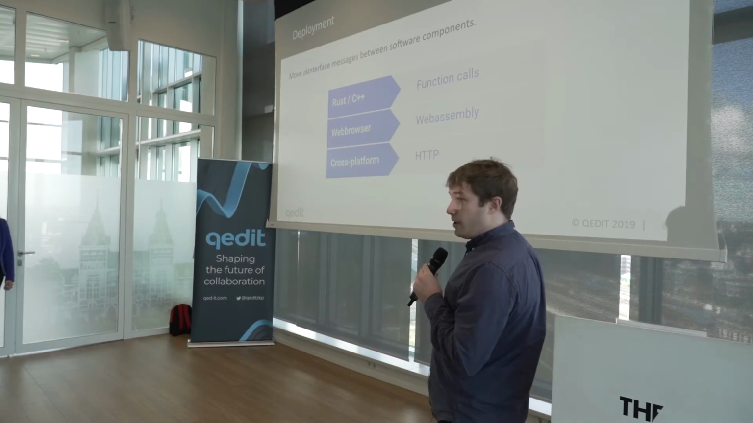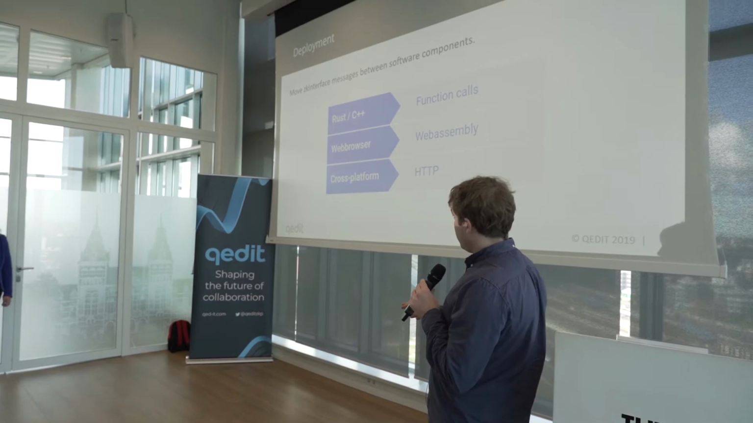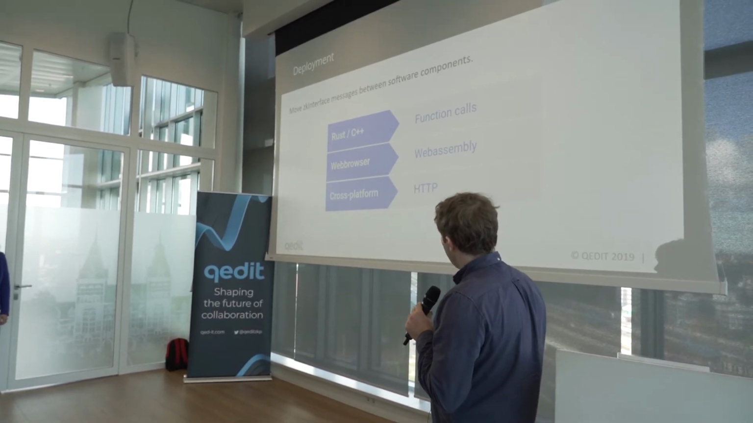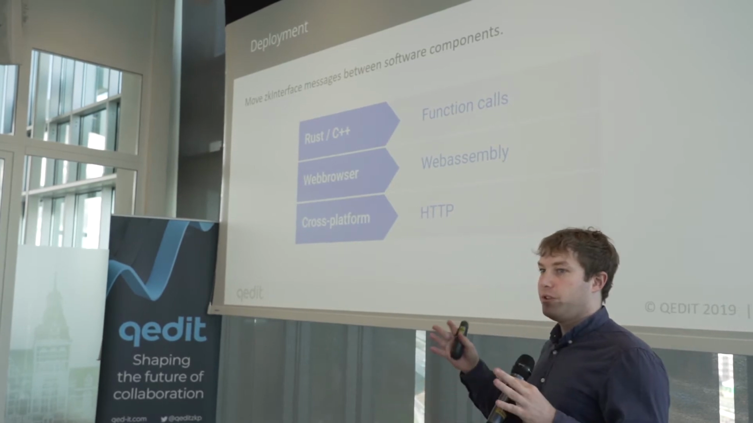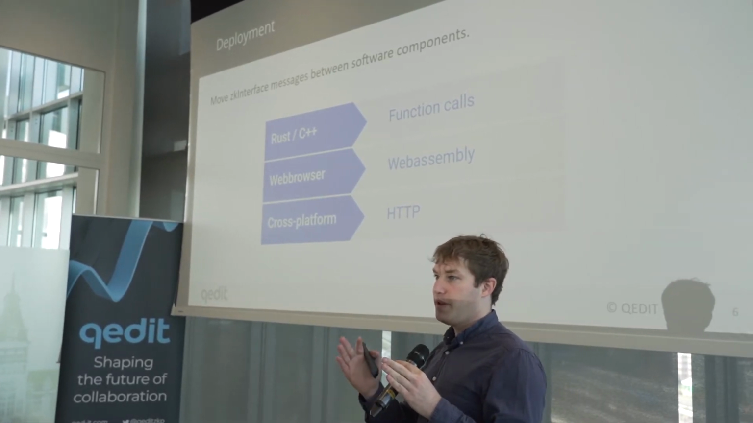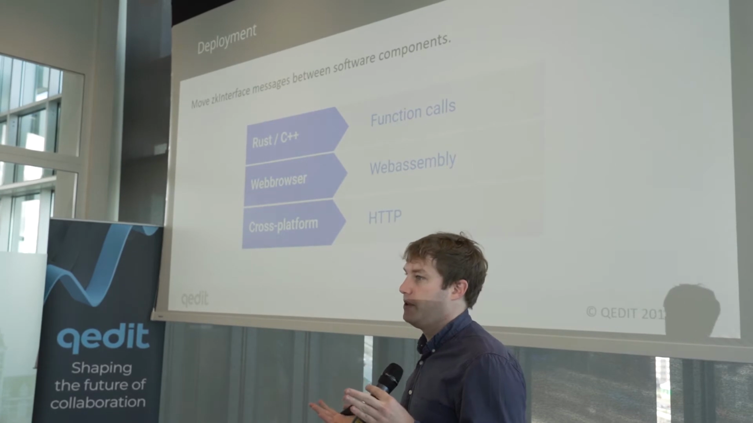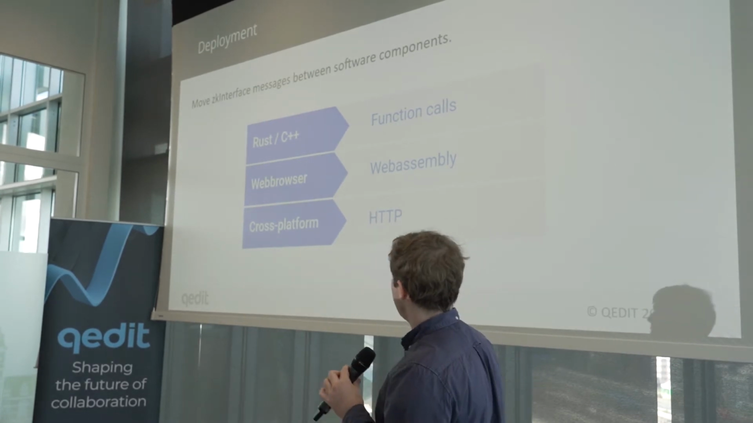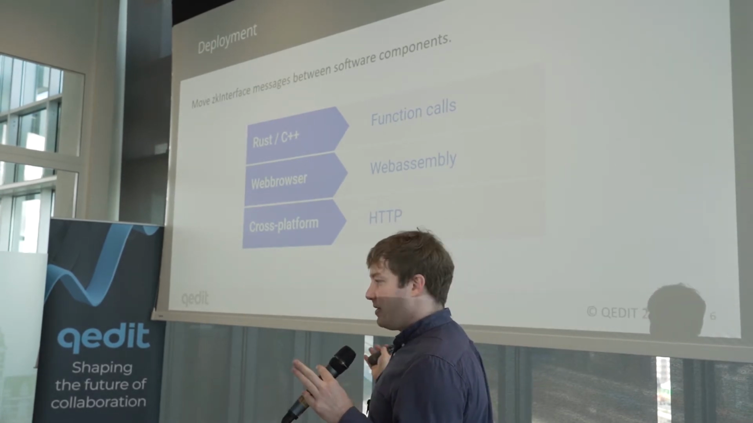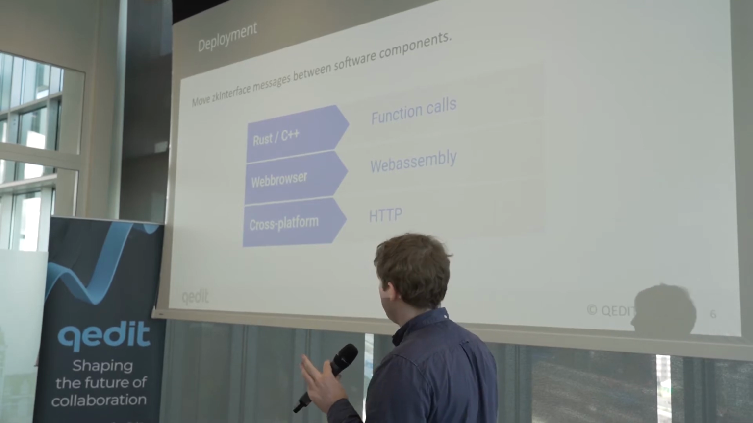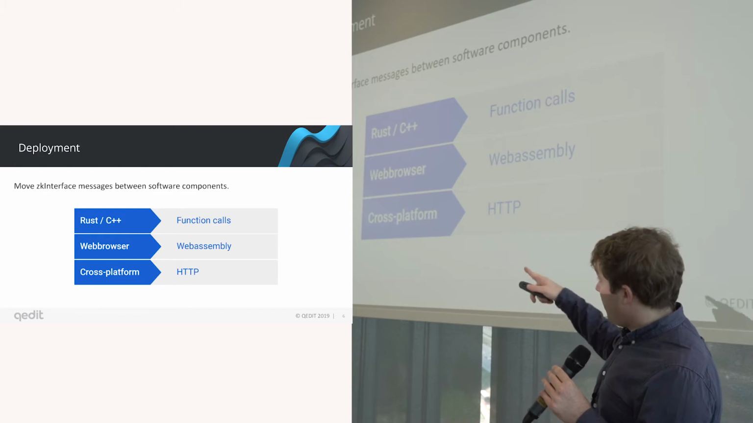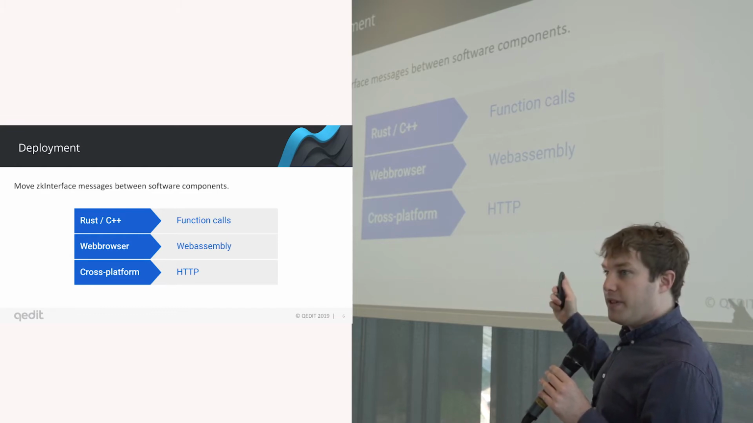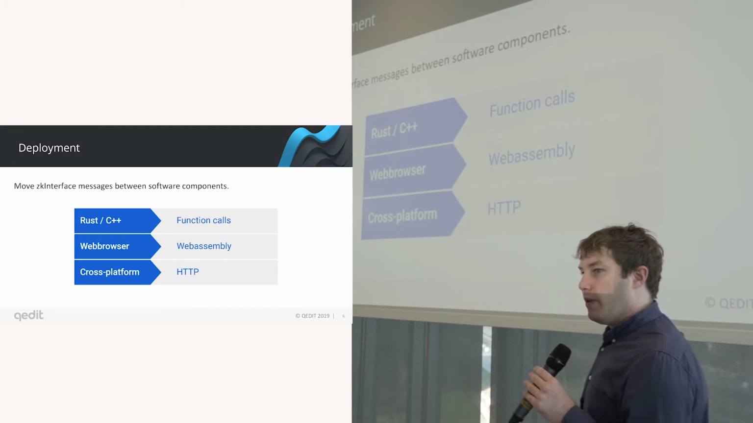So if you're just doing a single process, an application on a server written in Rust or in C++, you're just going to make a function call. The function just takes a zkInterface message. That's it. That's the interface. It's just agree on the name. First parameter is the message, and that's it. It's just moving bytes.